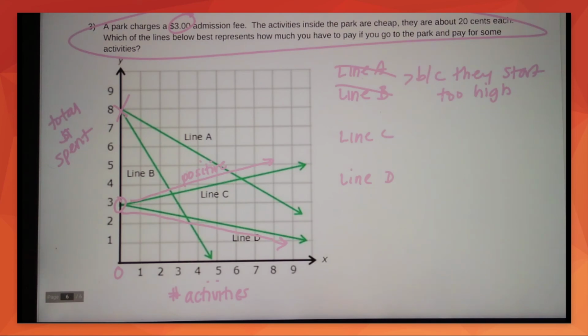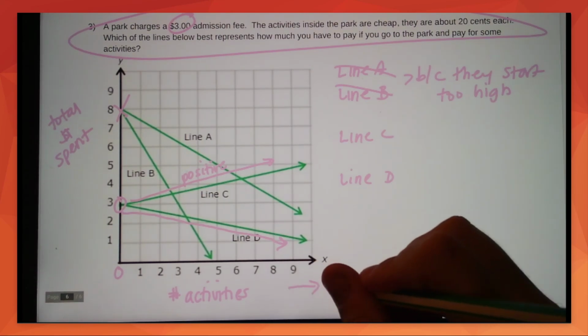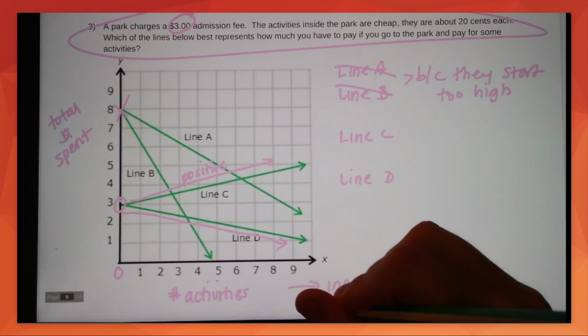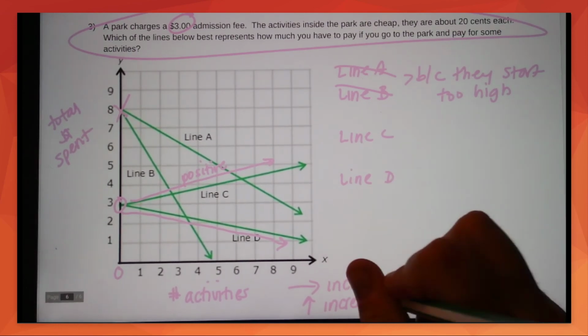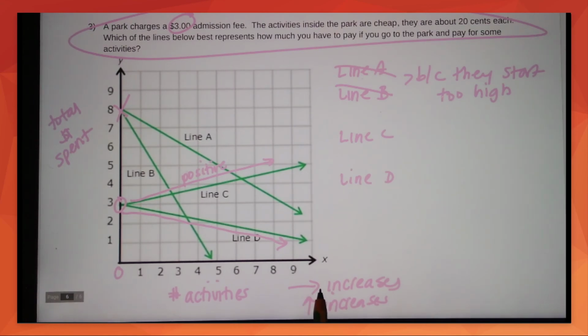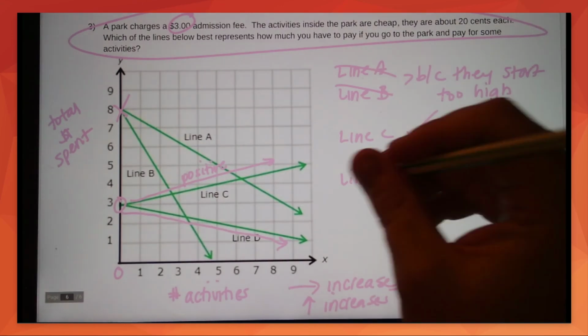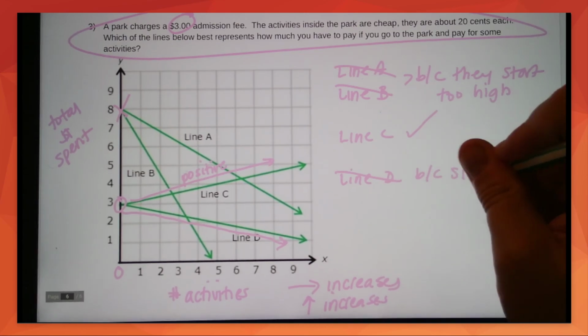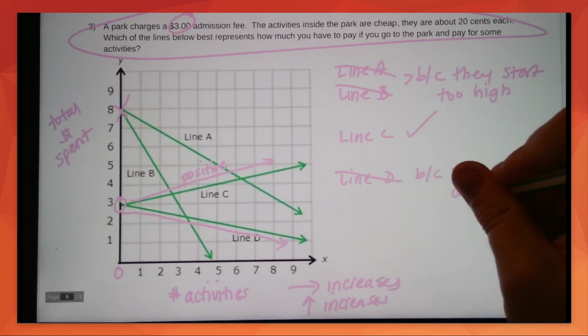So therefore, as this increases, this also increases. As we go further and further to the right, the higher and higher the cost goes on the y-axis. So line C is our correct answer. Line D is not it because the slope is decreasing.